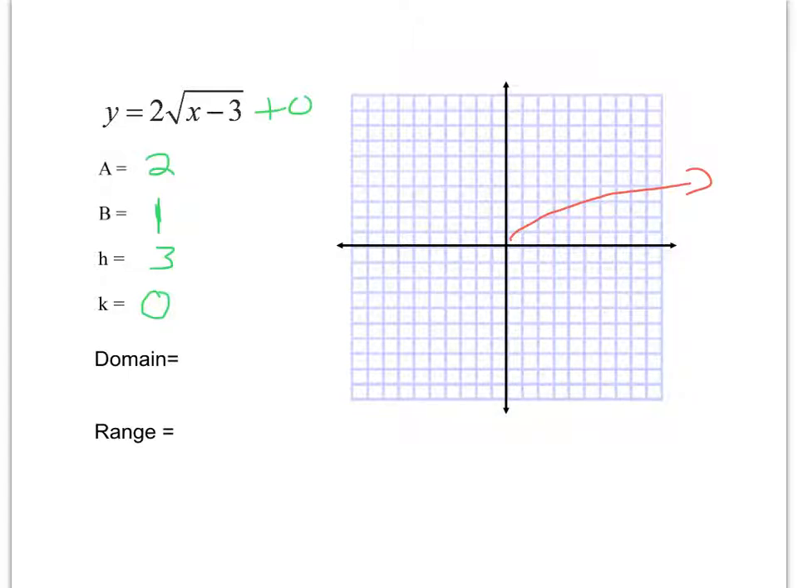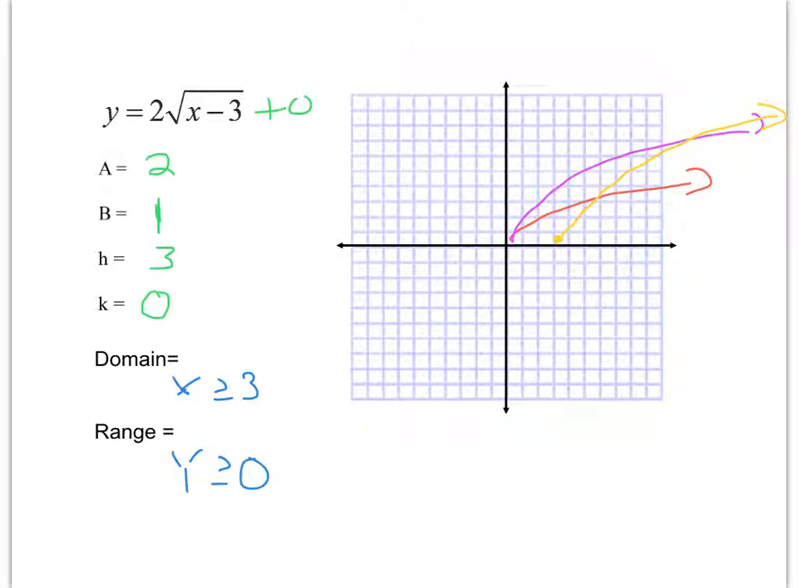Well, the fact that our a is 2 means it's going to be stretched out by a factor of 2. It's twice as tall. And it's going to move 3 places to the right. So my final picture, I'll do that in yellow, is going to be 3 places to the right, and it's stretched by a factor of 2. So it looks something like that in yellow. Notice now that our domain, x, has got to be greater than or equal to 3. And y is still greater than or equal to 0.